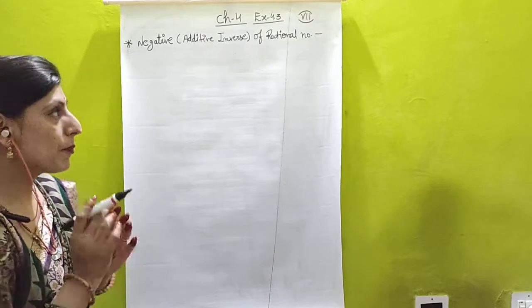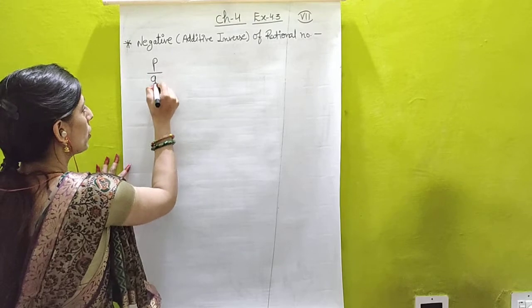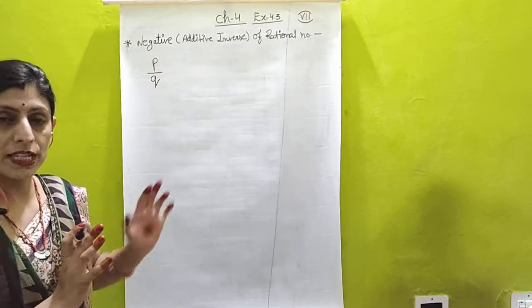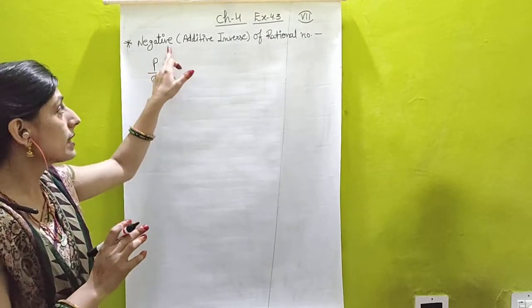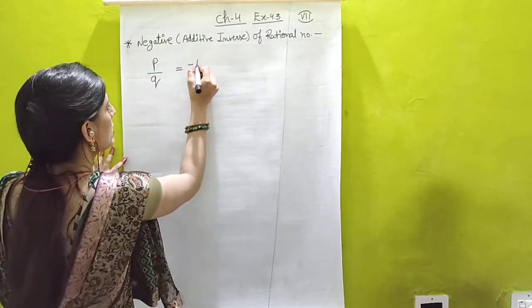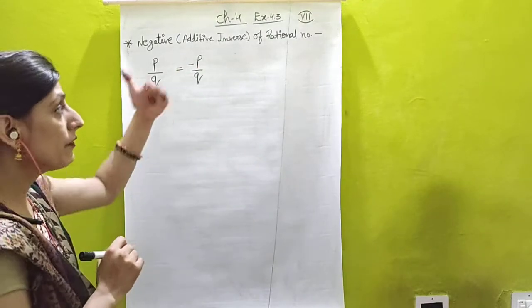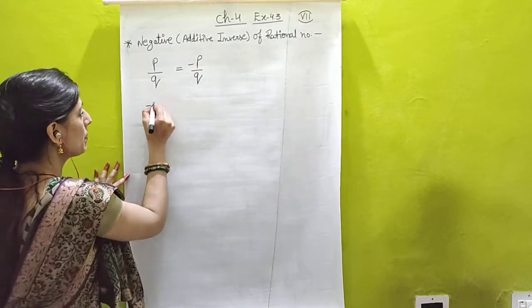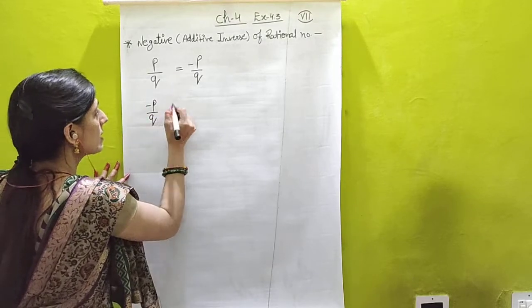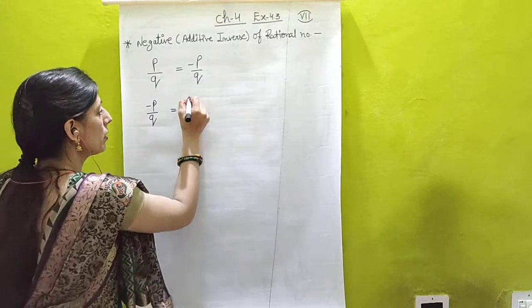Okay students, suppose the given rational number is p upon q, then its negative or additive inverse will be minus p upon q. Or suppose the given rational number is minus p upon q, then its negative or additive inverse will be p upon q.